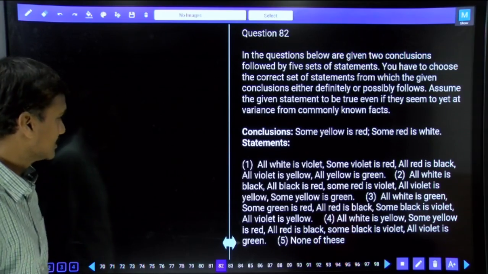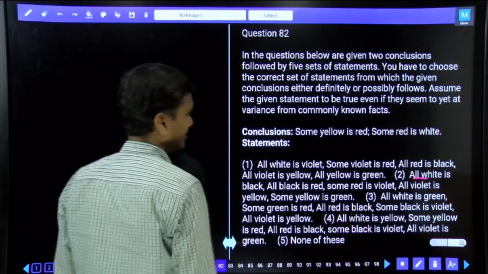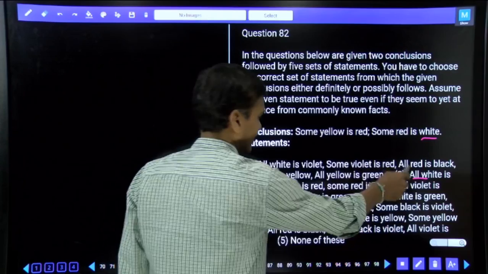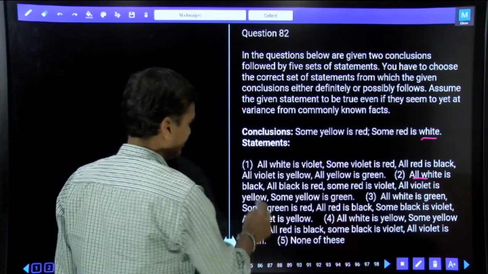Now in the second one, all white is black. All white is black means white must be there. White is here, isn't it? White must be present as it is, and for all white is black, red should come. Statement between black and red.